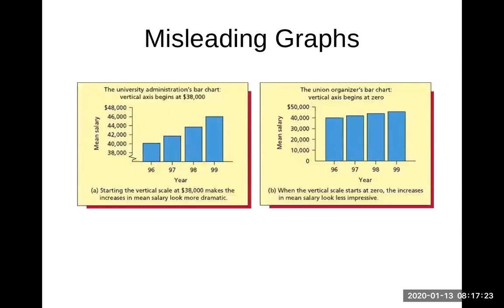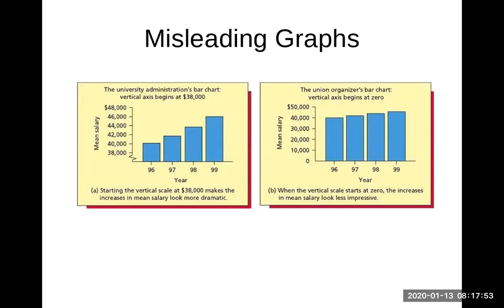I just want to talk a minute about misleading graphs before we end. Graphs can be presented in a way that's misleading, and I want you to identify when that happens so that you're not tricked. These two charts are showing the same data, but it really depends on how you're looking at it what your interpretation would be. This is saying university administration's salary. University administration are the presidents, the vice presidents, the deans, that kind of thing.